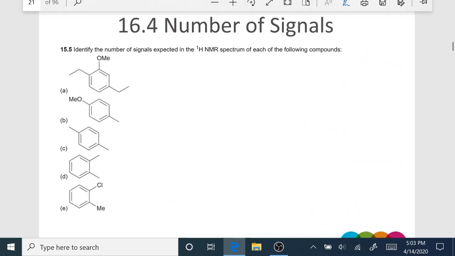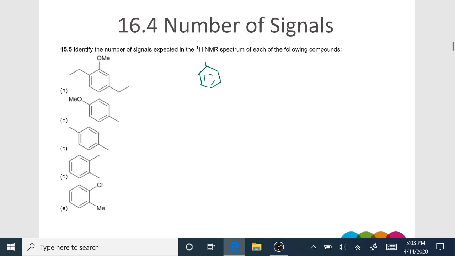Alright, so let's see if we can determine the number of signals expected in a proton NMR spectrum for each one of the following compounds. So let's look at A first. Let me redraw the molecule over here. Now, this is a CH3, that OMe. You should know that by now. And this is a CH2, CH3, CH2, CH3.